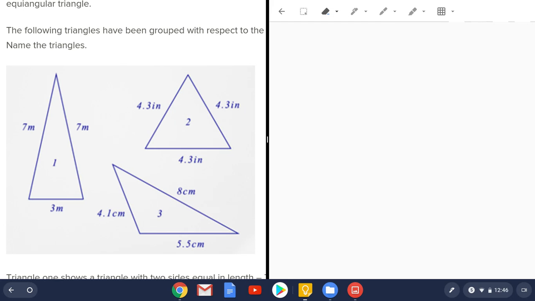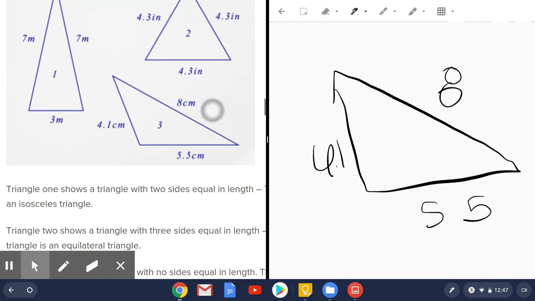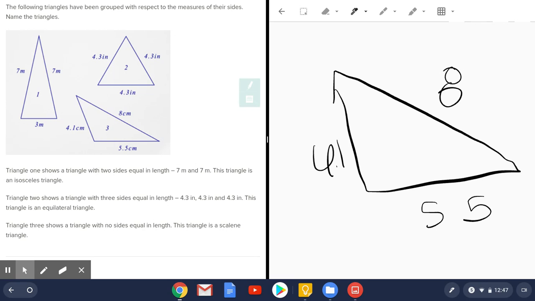Number 3, my friends. That one looks like a weird triangle, right? So 4.1, 8, and 5.5. They do not share the same length at all. What kind of triangle would this be? If you said scalene, S-C-A-L-E-N-E, you are absolutely correct.